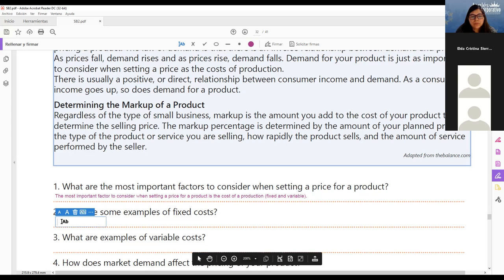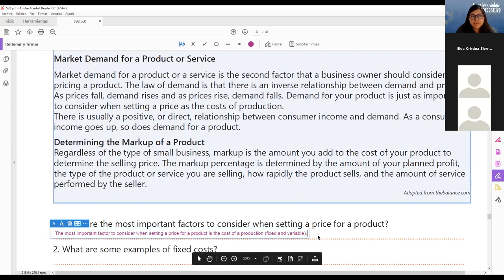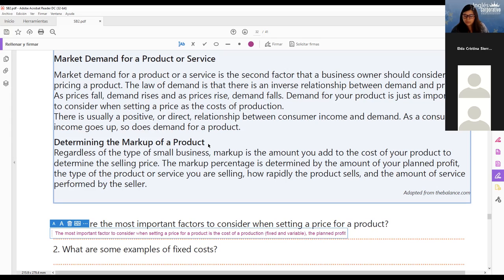What are some examples of fixed costs? Te faltó lo uno. The planned profit. Ay, es cierto, es cierto. The planned profit. Yes. Okay. What else? The demand. Mm-hmm. Okay. Next.